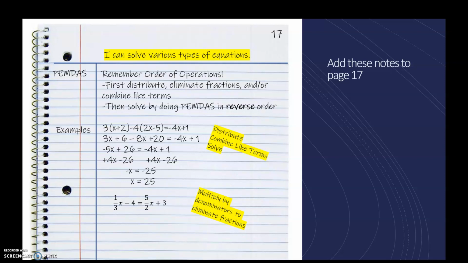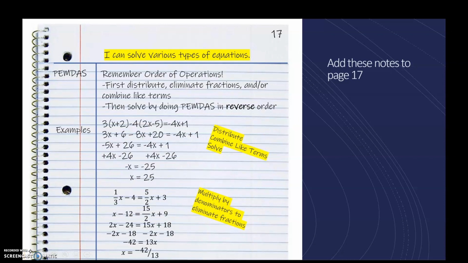And so what we're saying here is you can multiply by the denominators. When you multiply by the denominators, it gets rid of fractions. So let's see what that work looks like. The first thing we did is we multiplied everything by 3. So really what we did is we put a parenthesis around this whole thing, and we multiplied by the 3 because there's a 3 right here.